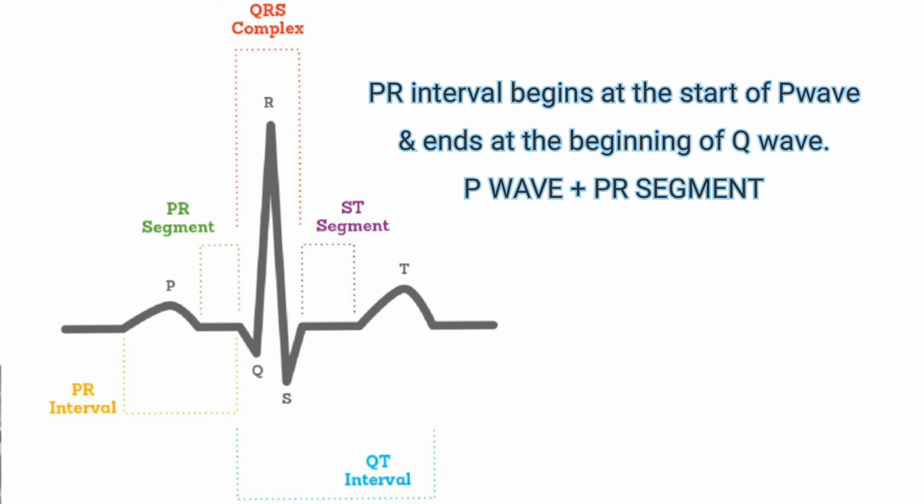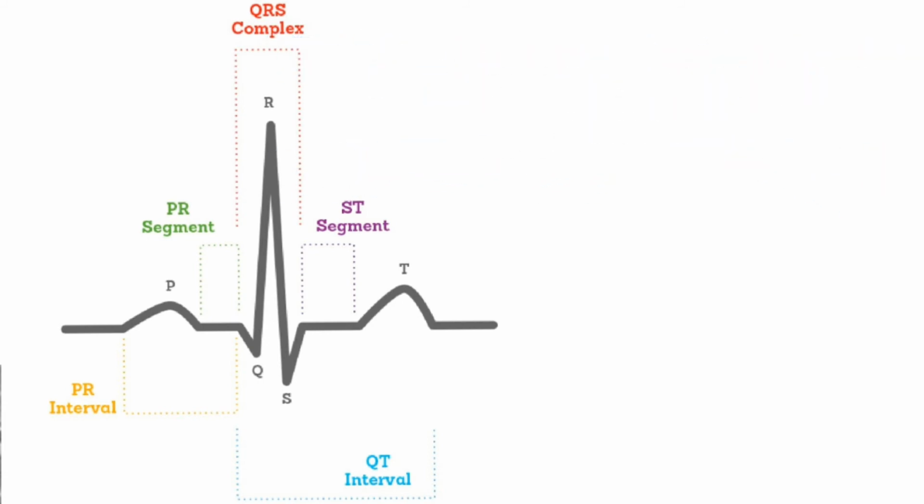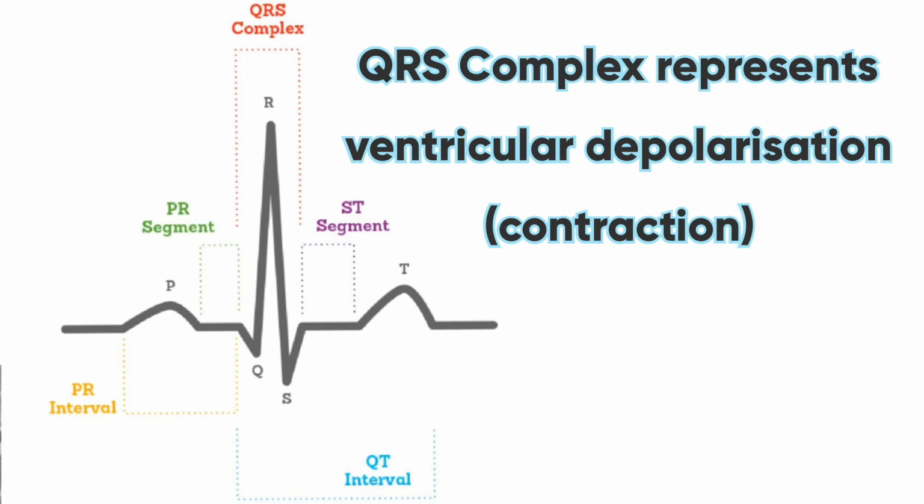Next to the P wave, there is the PR interval, which begins at the start of the P wave and ends at the beginning of the Q wave. So the PR interval means the P wave plus the PR segment. The PR segment is the portion between the P wave and the QRS complex. The QRS complex represents ventricular depolarization, or the contraction of the ventricles. These waves occur in rapid succession, so they are considered together as the QRS complex.